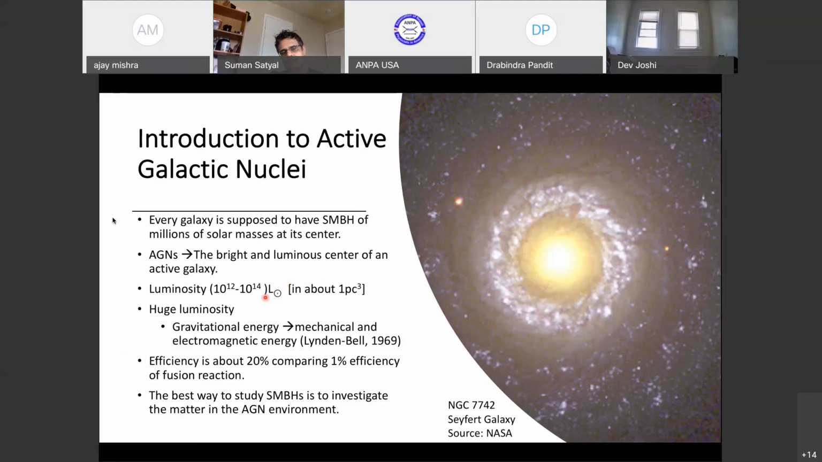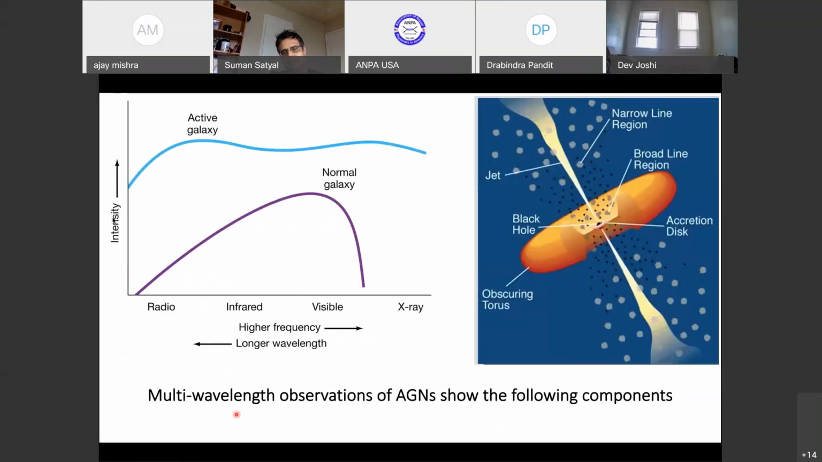As nothing can escape beyond the event horizon, the only way to study the black hole and its time evolution is investigating the matter in the AGN environment. In this slide, the blue line on the left image is the broadband electromagnetic spectrum emitted by the central part of AGN, while the purple line represents the blackbody spectrum of stars. We can clearly see that the star emits most of the radiation in the visible range, while AGN emits a continuum spectrum of about the same intensity from radio all the way to X-rays.